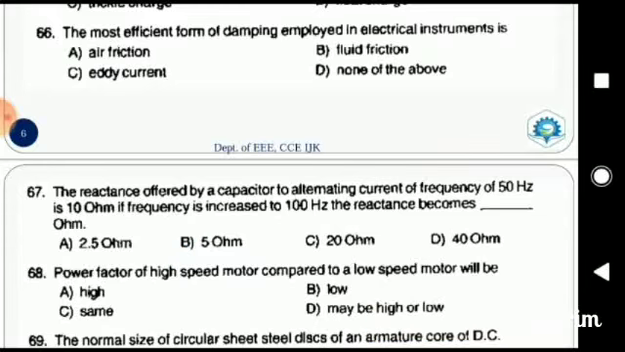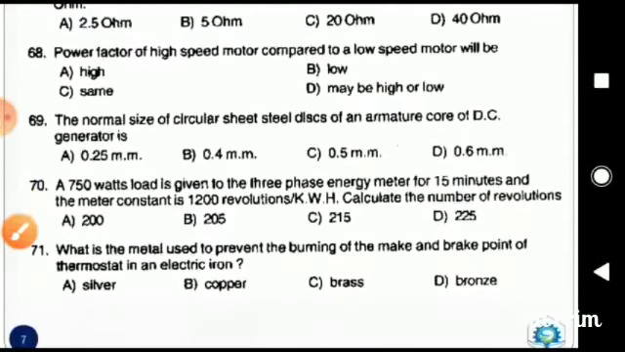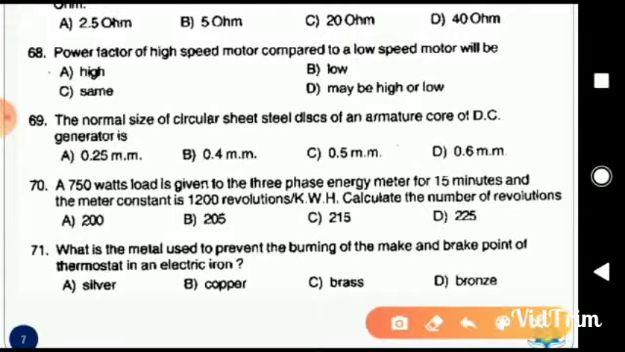Moving on to question 68. Power factor of a high speed motor compared to low speed motor will be. The correct answer is option A. The power factor will be higher for a high speed motor compared to a low speed motor.